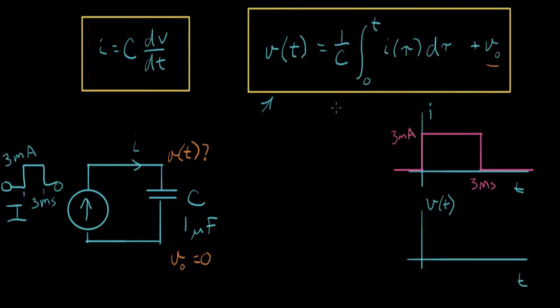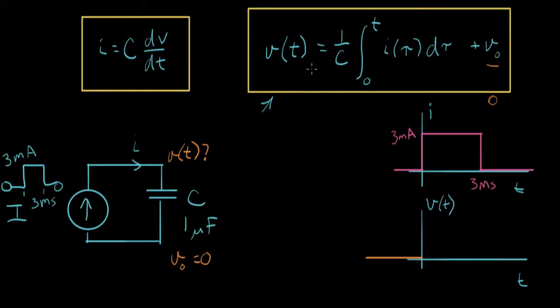Part 1 is before, and we'll do that by just looking up here. We decided that V naught was 0 in the before state, so we'll put a little 0 there. We decided that I is 0, so the term inside the integral is 0. And 0 plus 0 is equal to V of t. So before the pulse, the capacitor equation tells us the voltage is 0.